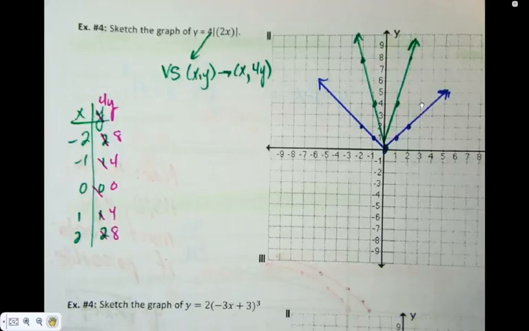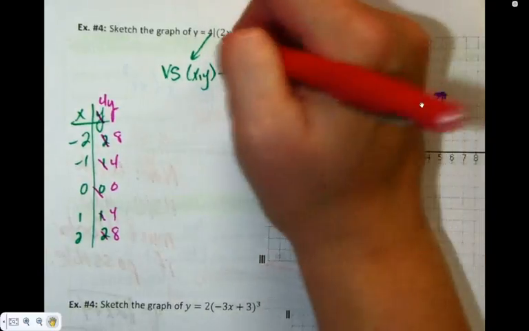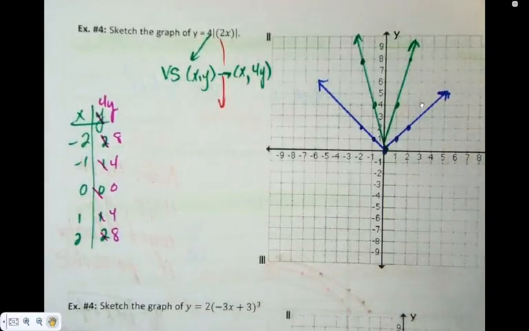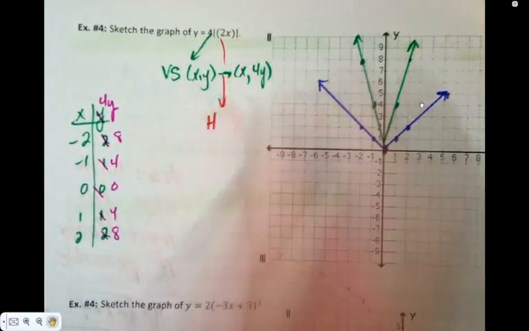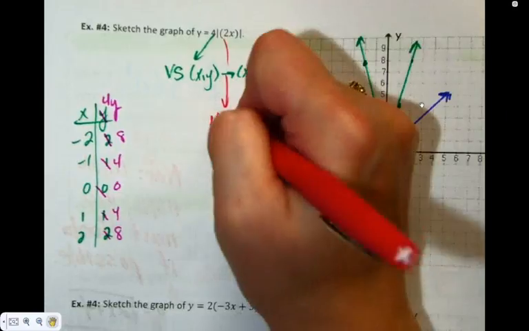Am I going too fast? No, we're good? Okay. I'm going to go to this 2 that's inside the brackets. It's inside, that means it's horizontal. It's a whole number, that means it's a compression.